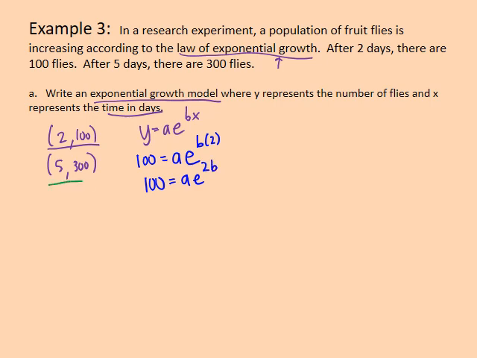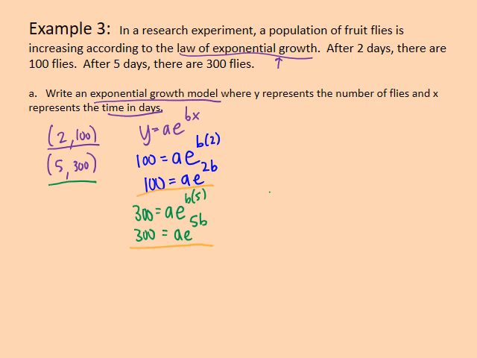Then we're going to take our second point, which is 300, and we're going to say 300 equals a e to the b times 5. So that means 300 equals a e to the 5b. Now these two equations are our 2 equations and 2 unknowns. We still don't know what a is, we still don't know what b is, but now we have 2 equations. The way you solve an exponential like this is you line them up.